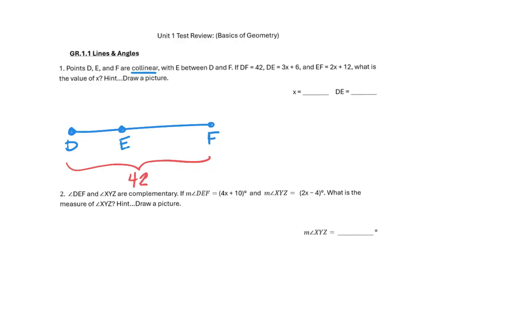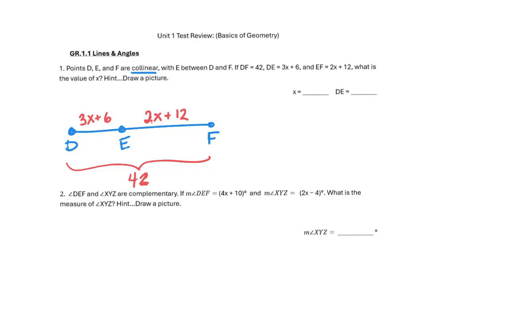And the distance from D to E, DE, is 3x plus 6. And EF is 2x plus 12. There it is. Cool. And we're supposed to find x and then eventually find DE. So to do this, point E is just somewhere between D and F. It's not the midpoint, so that's not the middle.